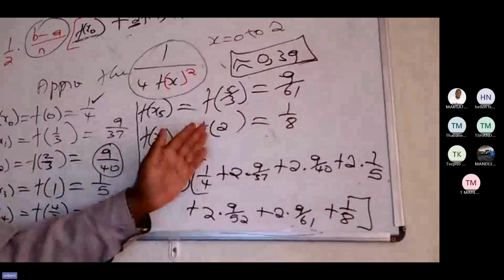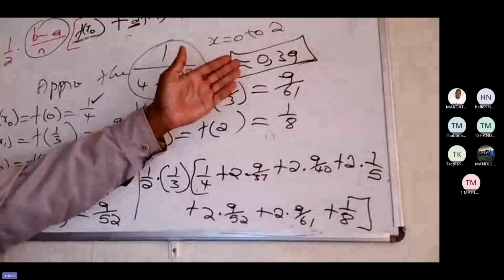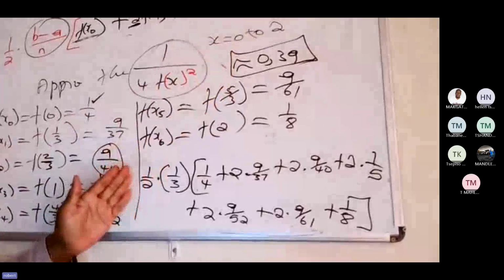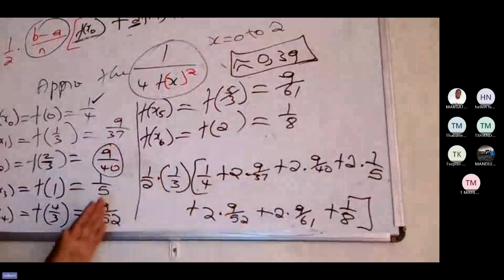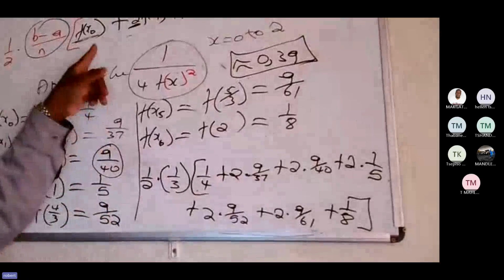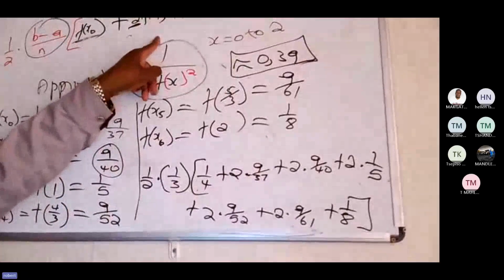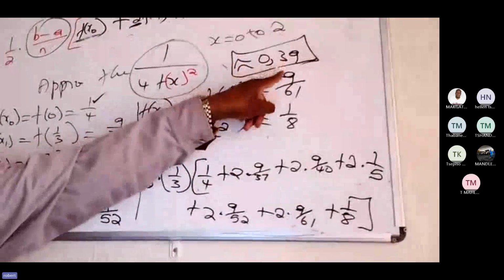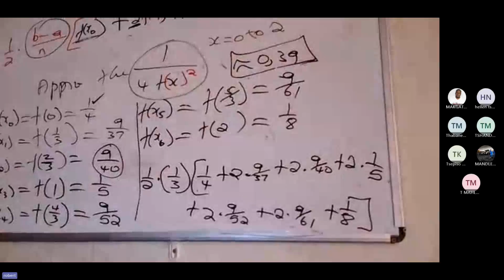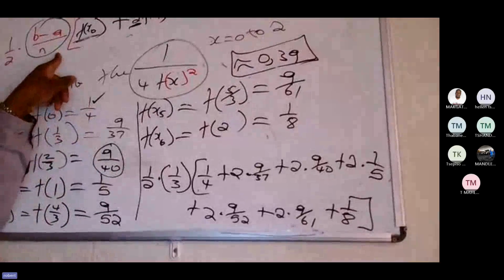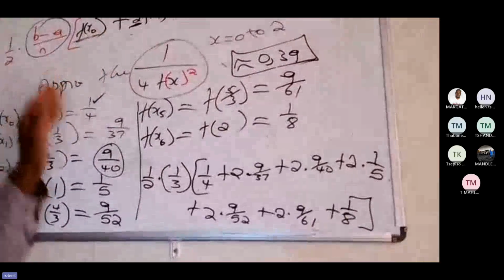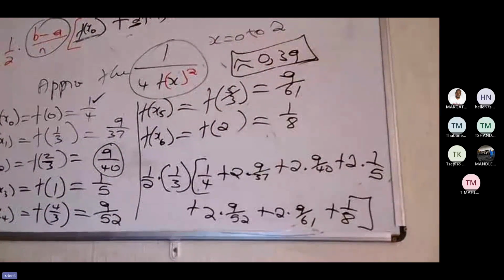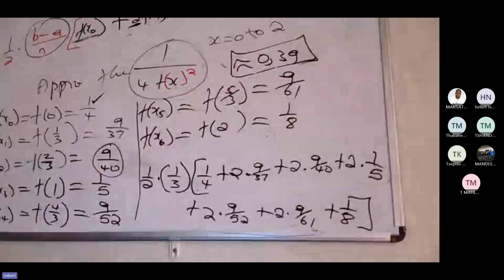But if you increase the number, maybe it's going to be 0.38. We don't know, maybe it's going to be 0.37. But if you increase the number of partitions, you increase 6 to maybe 8, you increase 6 maybe to 10, then your answer will get closer and closer to 0.39. But if you decrease your partition, you decrease 6 to 5, your answer is going to be very far. It's going to get farther and farther from 0.39.